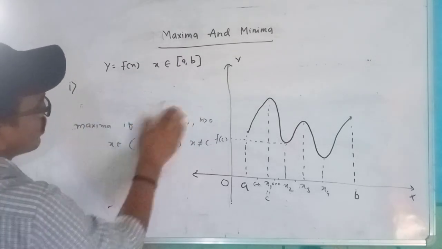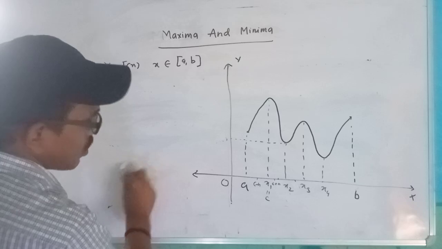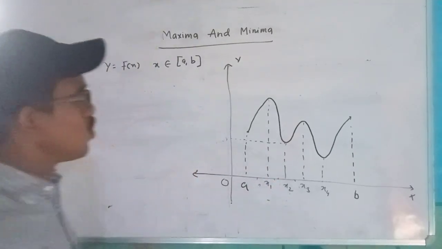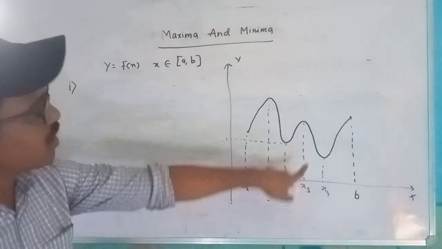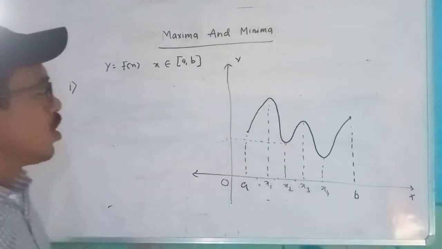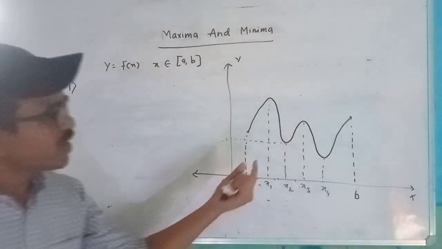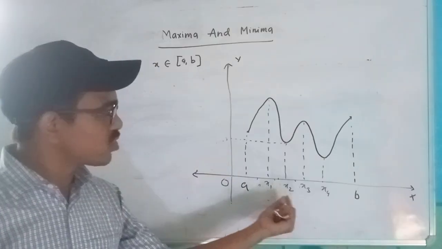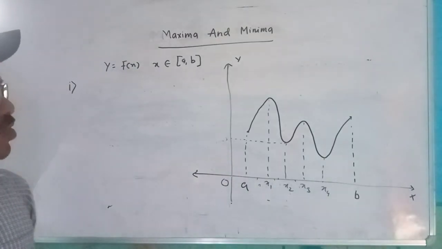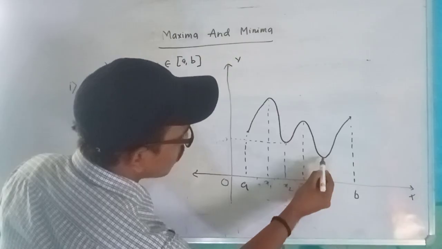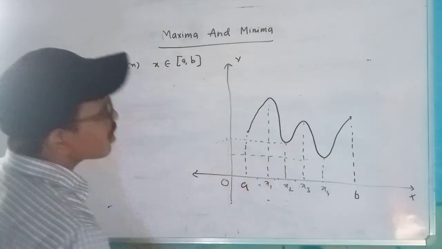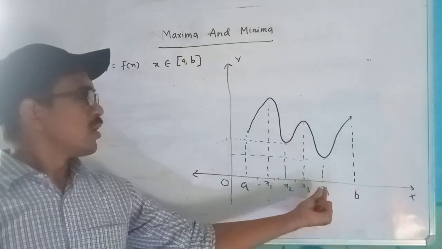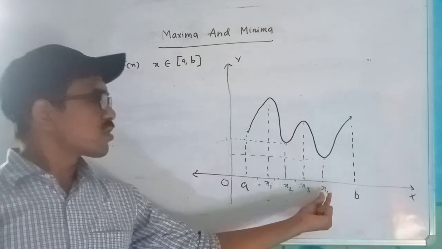So we have two local minimum. One is x2 and this is x4. Just observe the graph and tell me at what point the function is attaining the lowest value. Is it x2 or x4? You can see clearly that at x4 the graph is attaining the lowest value. So out of all local minimum, the graph is attaining the lowest value at x4.